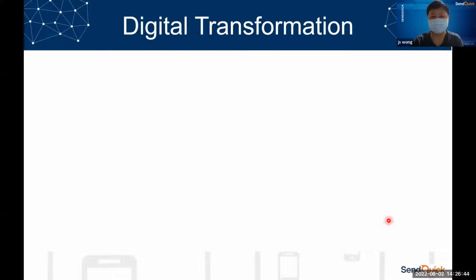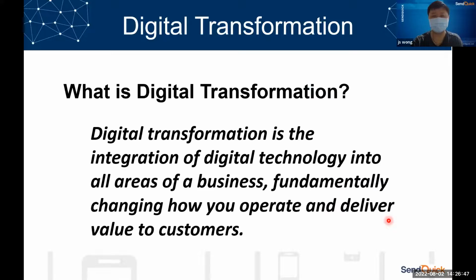So from here, we look at what digital transformation is first. We define digital transformation as the integration of digital technology into all areas of business, fundamentally changing how you operate and deliver value to your customers. As you can see here, we didn't say you must use the most high-tech technology. It's about the integration of digital technology into all areas of your business that fundamentally changes how you operate and deliver value to your customers. That is the way we look at digital transformation, and hopefully this is how you should drive your own organization as well.